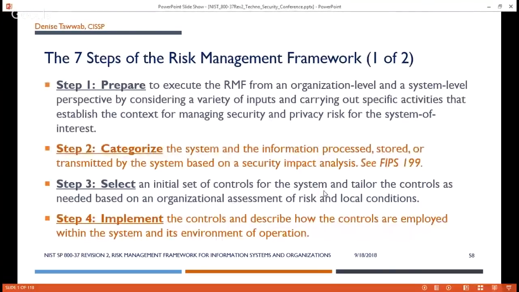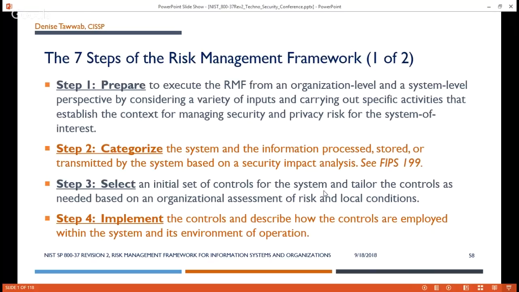Nine, and I also have a video. I have two videos, I believe, on how to do this particular step. Step three is select. This is where you select an initial set of controls for the system and you tailor the controls as needed based on your risk assessment and the local conditions where you operate the system.